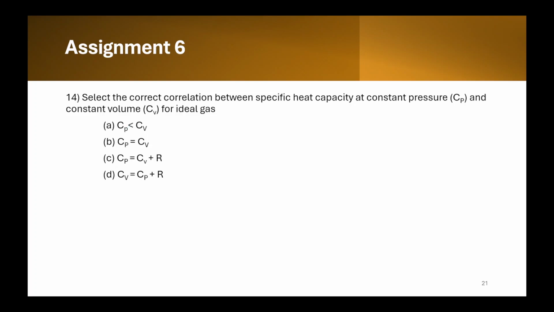Next question, select the correct correlation between specific heat capacity at constant pressure and constant volume for ideal gas. So the correct answer here is Cp is equal to Cv plus R.